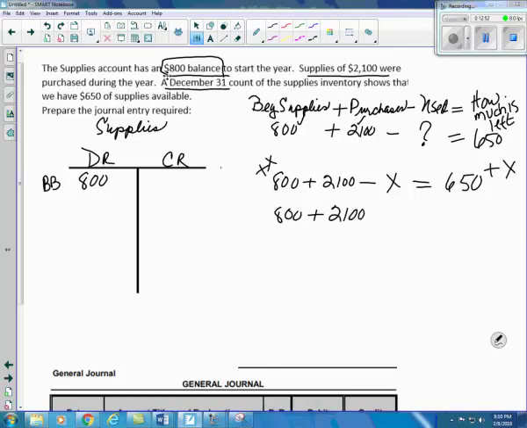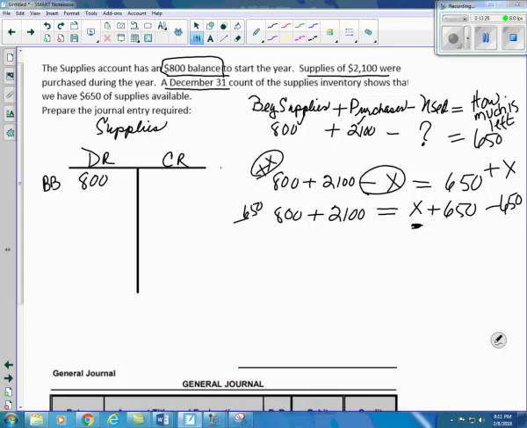If we add X over here and add X over here, we would have 800 plus 2,100 on this side. And if we had a plus X and a minus X, they equal 0, so I don't have to put anything there. And over here we'd have X plus 650, because we added X to this side. And then we want just the X to be on this side because we want to solve for it. So if I want the X to be alone on this side, I would subtract $650 from both sides.